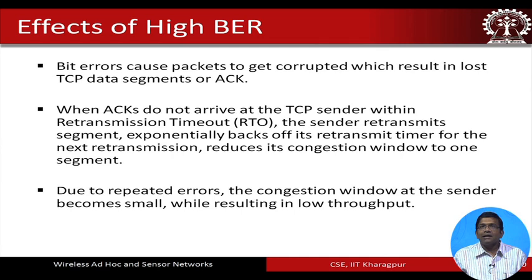So, due to the repeated errors, the congestion window at the sender will remain small, and a small congestion window typically starts with the value 1, which means that only one segment can be transmitted at any point in time. So, if that happens, the throughput is going to go down drastically. One segment at a time: you send one segment, get an acknowledgement back, send the next segment, get the second acknowledgement back, and so on. That is not a very good thing.